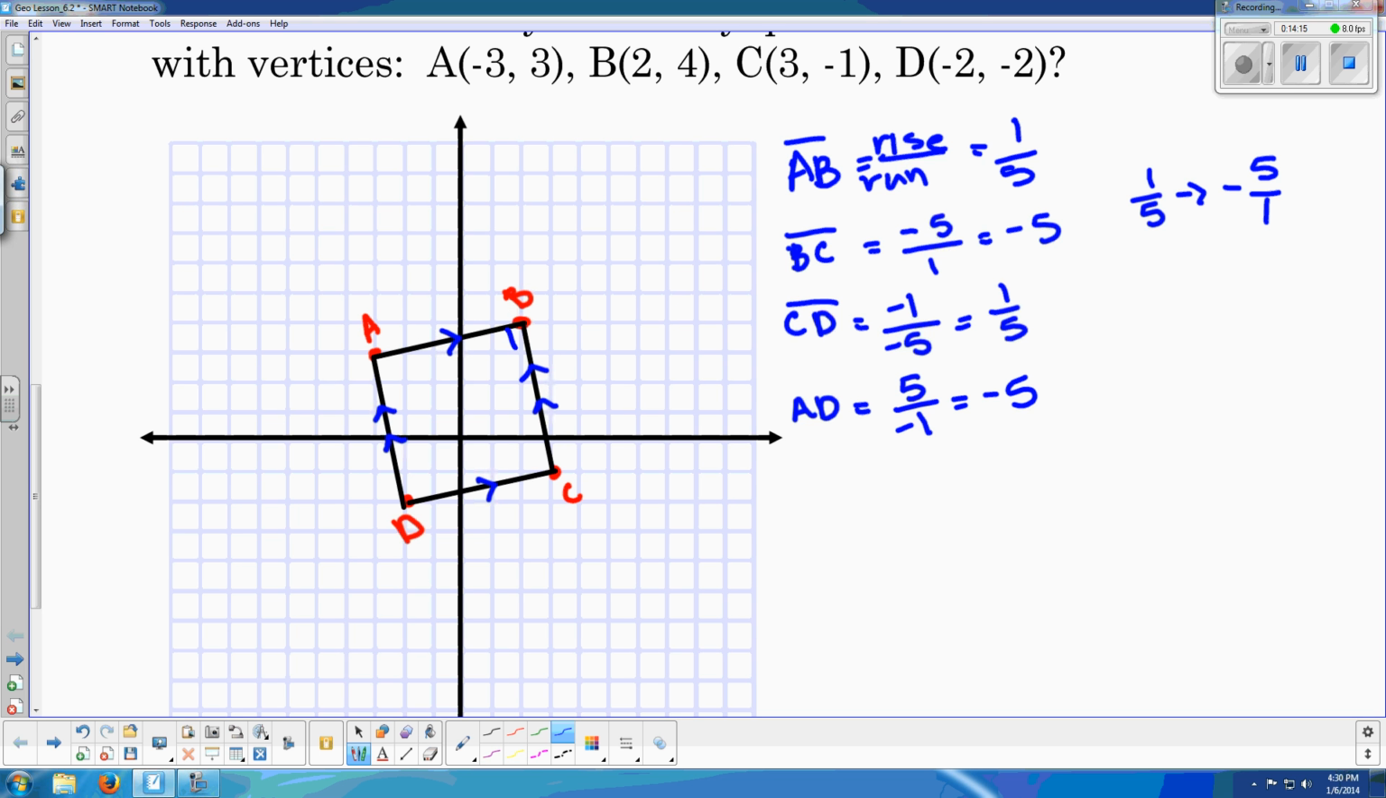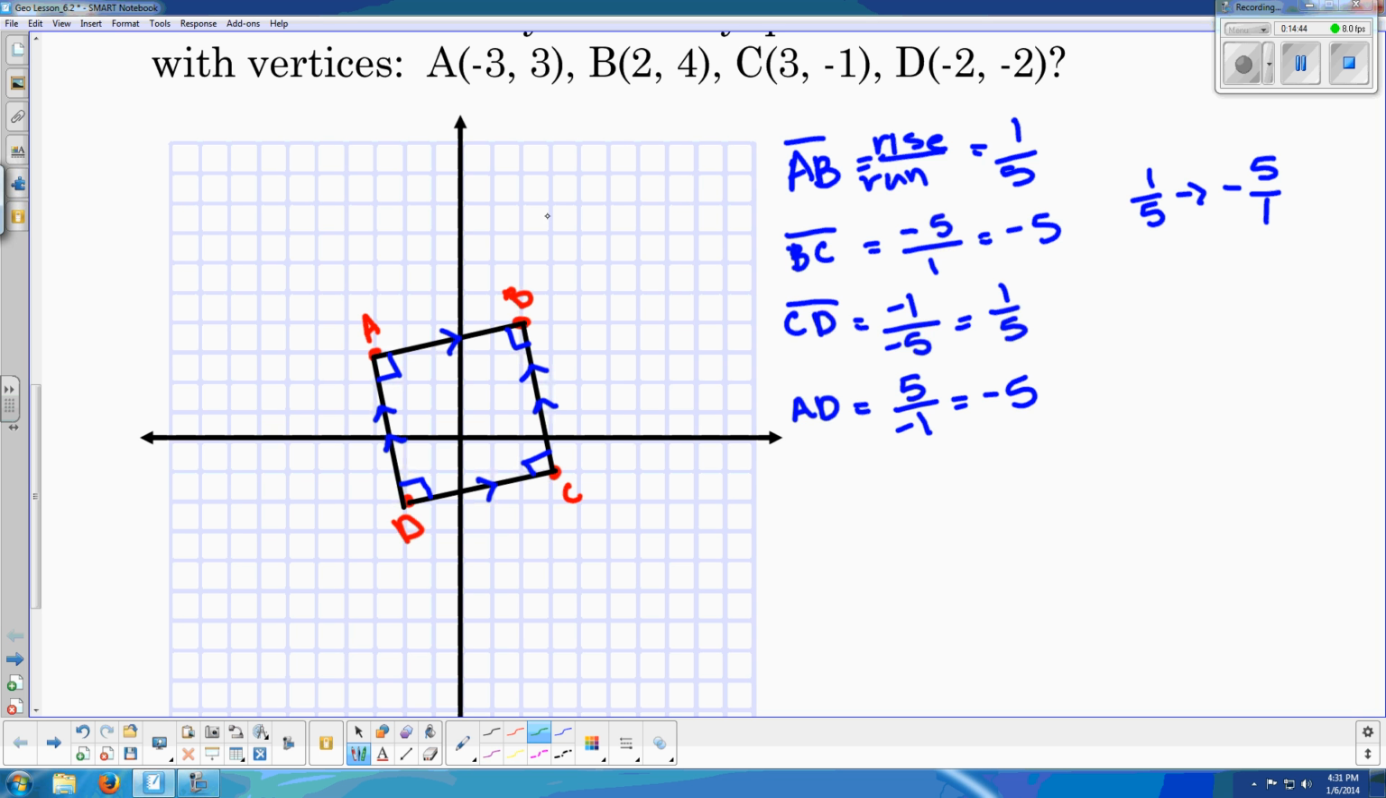So that means we have a perpendicular line here, a perpendicular line here, because we have negative 5 and 1/5. And then our lines CD and AD, we have 1/5 and negative 5, so we know this is perpendicular, and this one is perpendicular. So far so good. We know that it's a rectangle. Now it looks kind of to me like it's a square, so we're going to test our distance formula and see if we can know that it's a square.